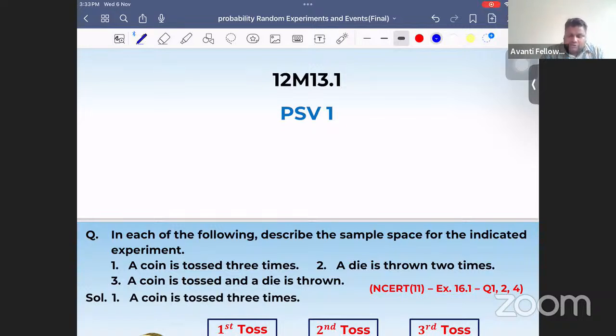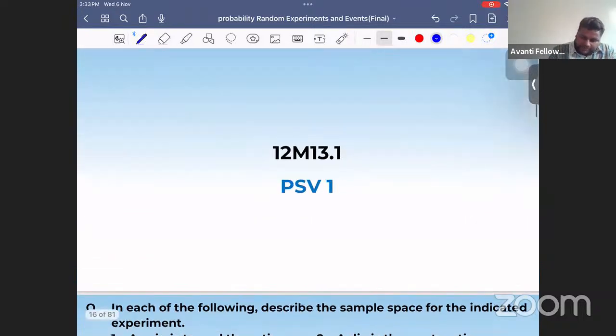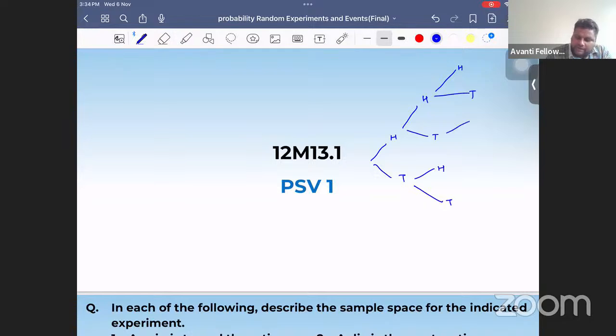Now, if a coin is tossed 3 times, what can be the sample space? See, initially, in the first toss, we can get head or tail. Now, with respect to each one of it, again, you can get head or tail in the second toss. Again, with respect to each one of it, you can get head or tail. So, what are the possible outcomes?